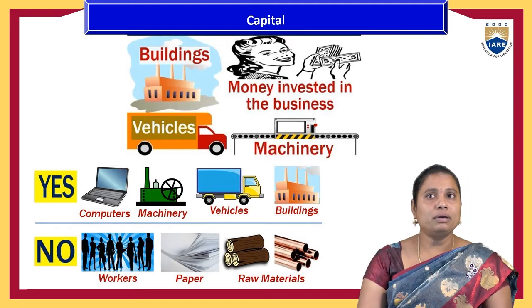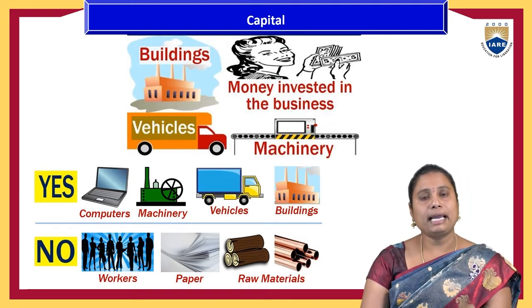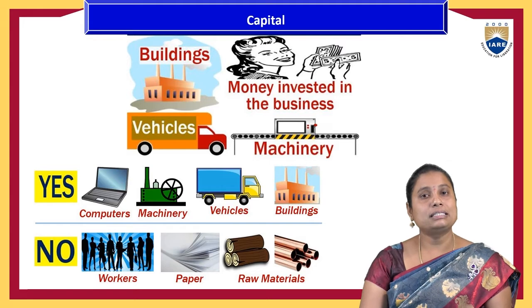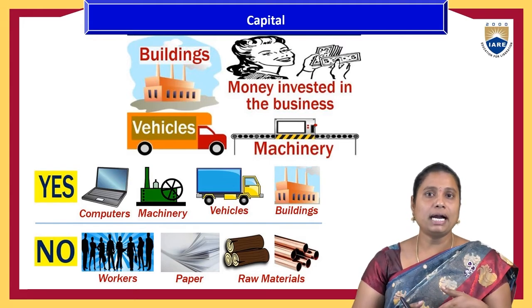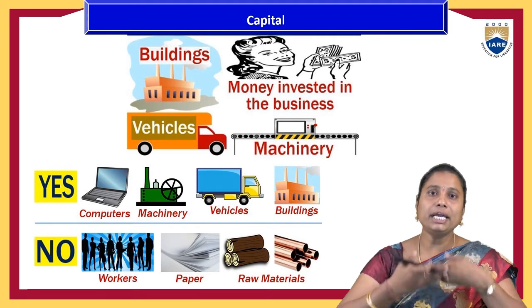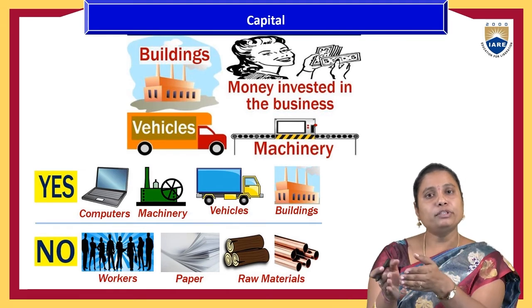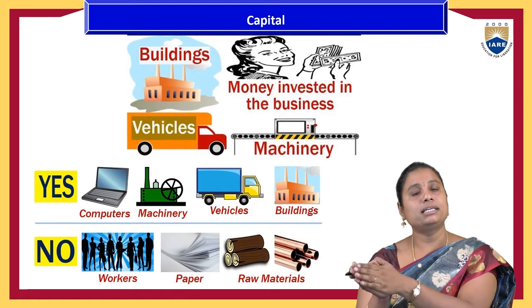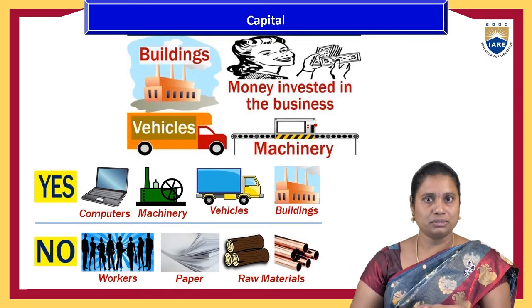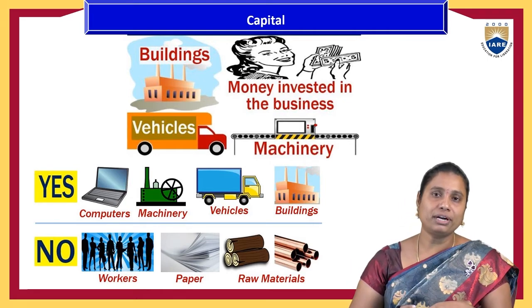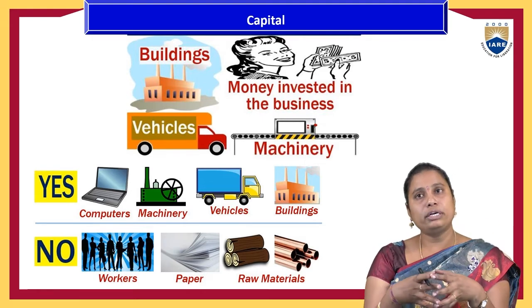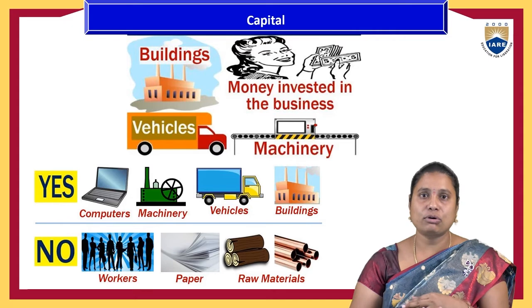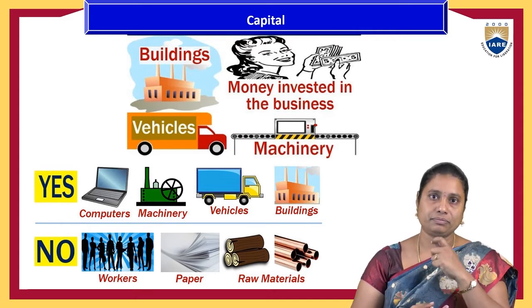Why is it called capital? Why can't it be called money or monetary items? Because that money or monetary item is turning into a purposeful fund for the successful running of the business. Those purposeful funds which are accumulated from the shareholders for the business are called capital.